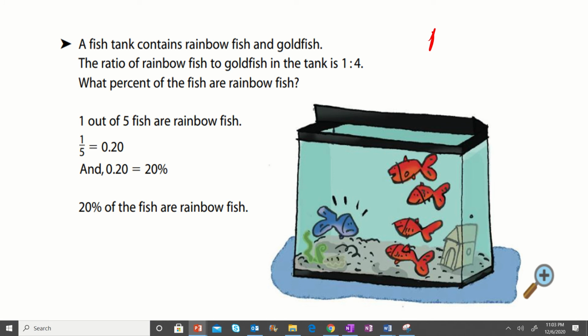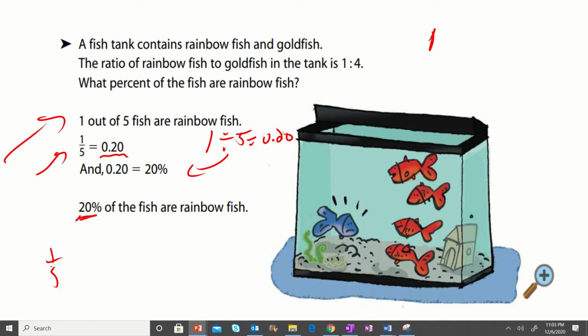So, it gives you the ratio, but basically what we're doing is we need to find a fraction for the fish, right? We're doing rainbow, so it's going to be 1 out of 5. Okay, 1 out of 5 are rainbow fish. Well, it says here 1 out of 5 equals 0.20. So if I did it in a calculator, 1 divided by 5, I'm going to get 0.20, which is 20%. So 20% are rainbow fish. It's one way of doing it, right?